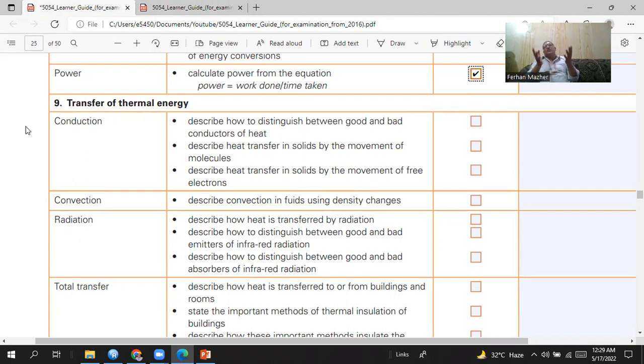You see, in the good conductors and the bad conductors, one experiment which is very famous: the good conductors are those through which the conduction of heat can take place easily, and the bad conductors are those through which the heat cannot transfer that efficiently by conduction.